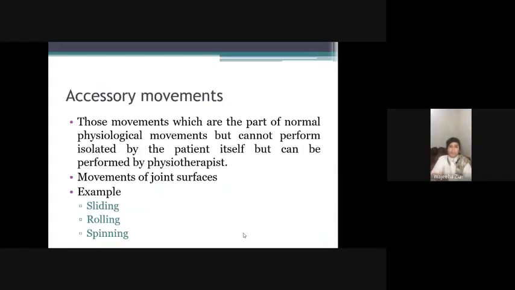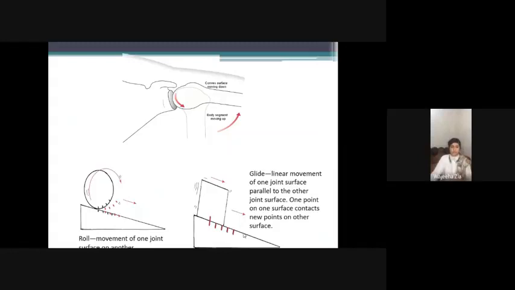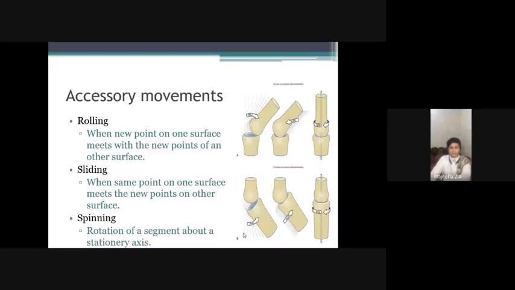So all the types of sliding, gliding, rolling, and spinning at the joint surfaces, these are the accessory movements. You can see the one is the rolling and the second one is the sliding. Whenever a person lifts the hand, this is the physiological movement. But the movement which occurs at this joint level, that is the accessory.